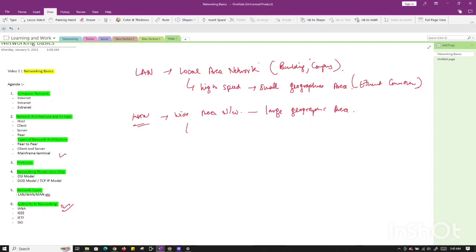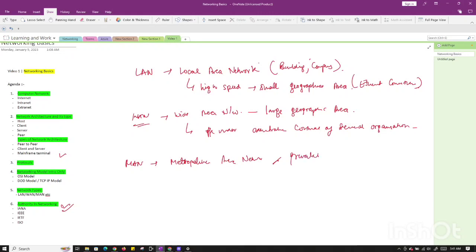And it is under the administrative control of several organizations. Then we have MAN, Metropolitan Area Network. But it is not prevalently used, so we don't even bother about it. Just understand we have mainly these three types of networks. Then we have lots more, but I don't want to go and discuss them. You can study them on your own.